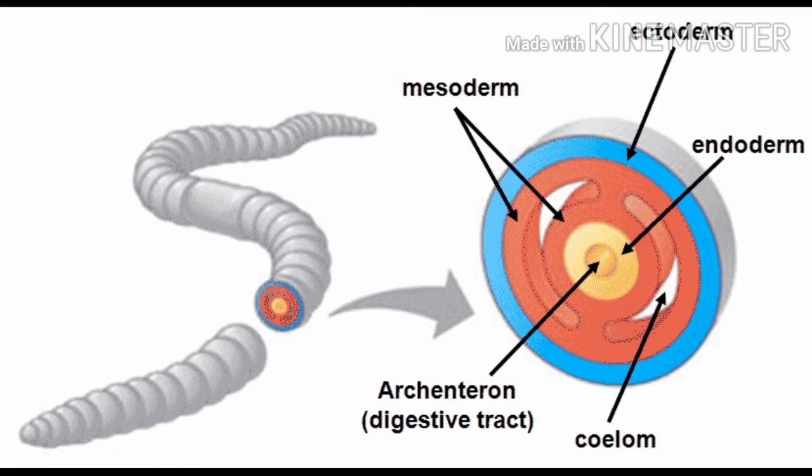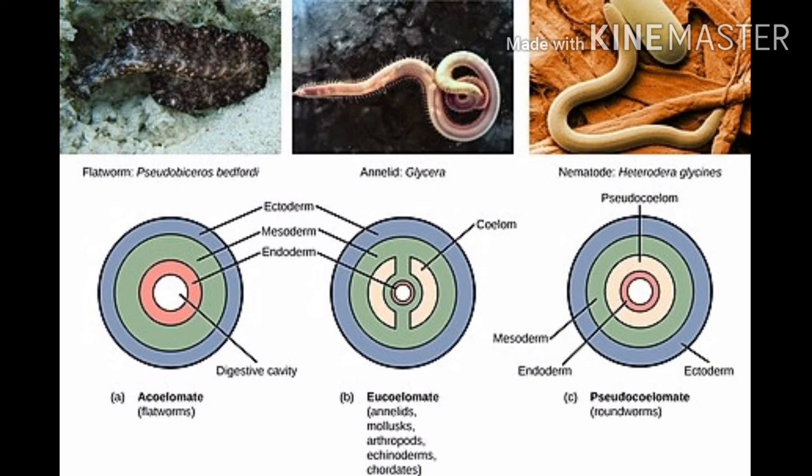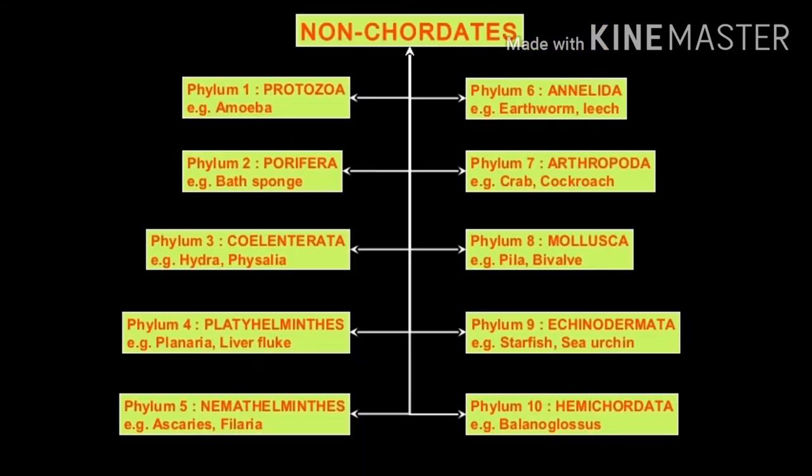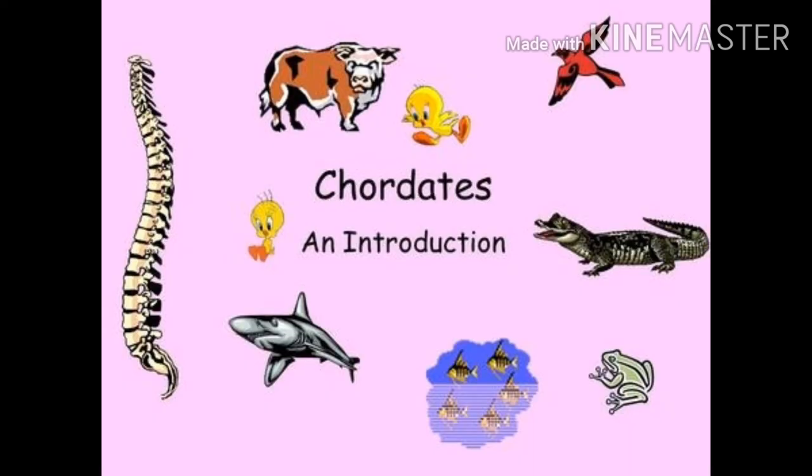Now we are going to start the actual classification of animals. The animal is divided into two subkingdom, and that is non-chordate and chordates.